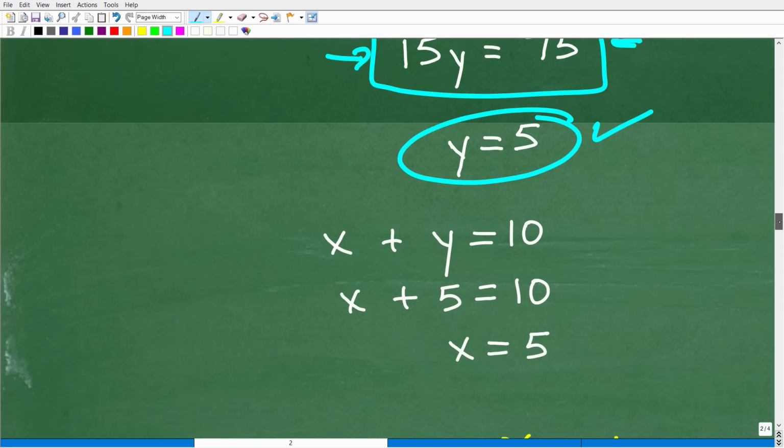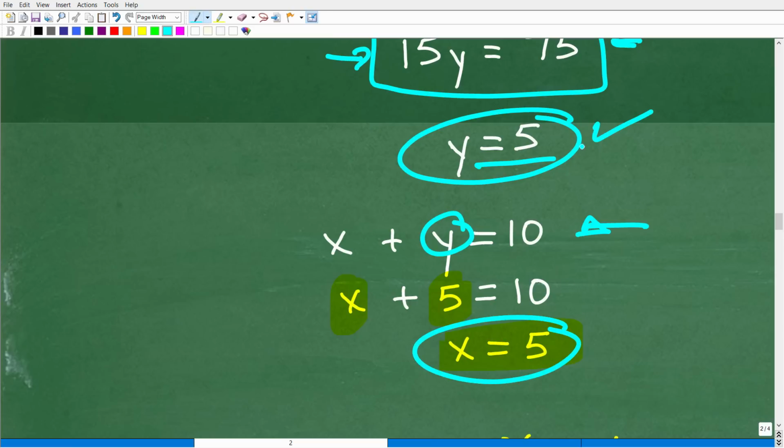To solve for x, we can go back to any one of the equations in our system. Let's take the easiest equation. Remember, we had x plus y is equal to 10. Well, if y is equal to 5, all I have to do is replace this y and solve for x. So I'm going to replace this y with 5. So x plus 5 is equal to 10. Well, here, obviously, x is equal to 5. So y is equal to 5 and x is equal to 5.